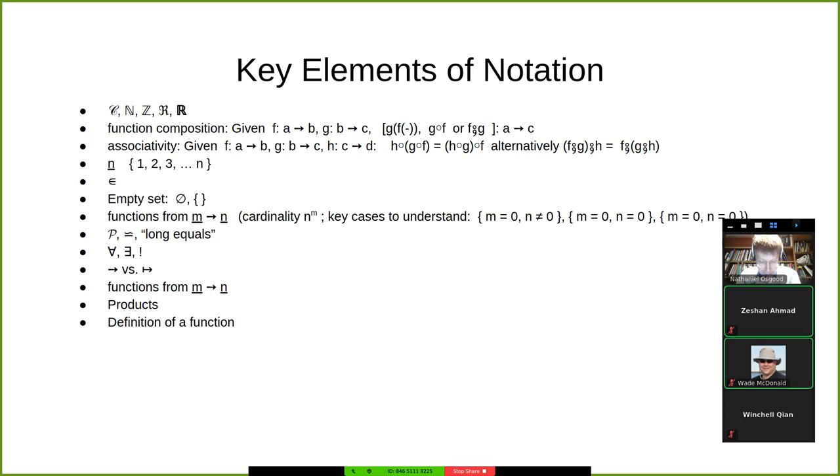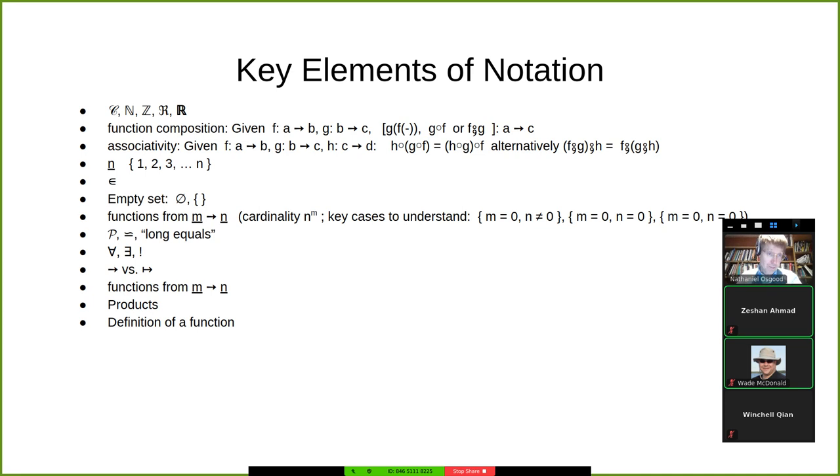How many? There are two. One function takes the unique element of the starting set and goes to the first element of the other set. The other function takes the same only element of the first set and goes to the other element. And that's all there is. Those are all the choices.